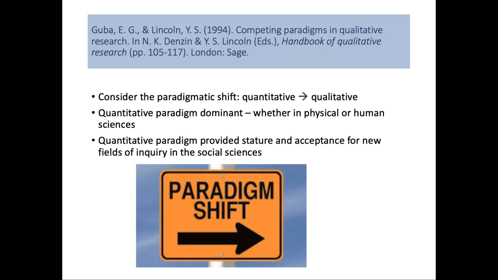In their paper, they consider the movement from quantitative to qualitative research and the merits and challenges of each. As they argue, the quantitative paradigm was dominant at the time and had been for some time, as education research, a relatively new field of study in academia, was fighting to prove its validity in a sea of social science disciplines where the quantitative paradigm was dominant. As a result, the quantitative paradigm provided stature and acceptance for them as they found their place within the social sciences.